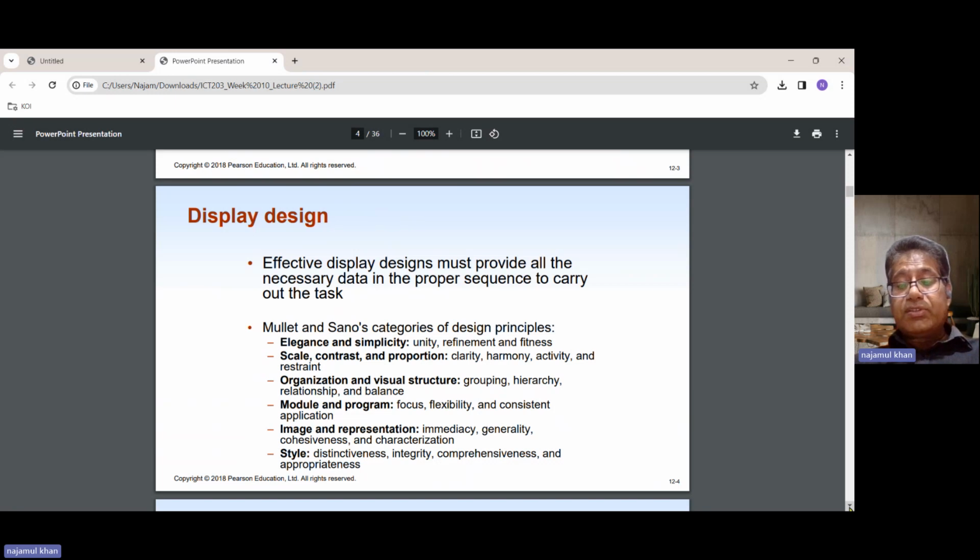You could show your web pages, which you will develop later, that how your web pages are complying with contrast and proportion, how they are matching with simplicity, how nice and appealing their visual structure is, how well they are organized. So these are some of the very good scenarios, which Mullet and Sono has presented as their website developing design principles. You could also use them.